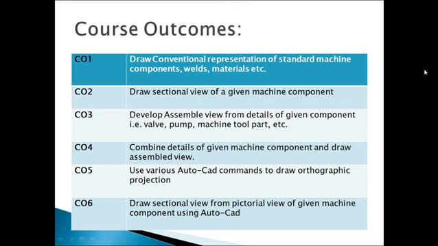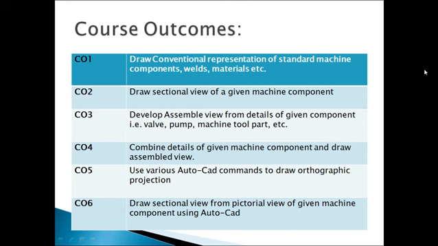Then CO2: at the end of the practical, what you are going to learn. In CO2, draw sectional views of a given machine component: how to draw a partial section view, full section view, revolved section view, and removed section view. So this we are going to learn in this CO. Course outcome number 3 is develop an assembled view from details of given components. We need to develop an assembled component. It may be a valve, pump, machine tool parts, etc. CO4: combine details of given machine components and draw the assembled view. So whatever details of machine components are given need to be combined, and we need to draw the assembled view.